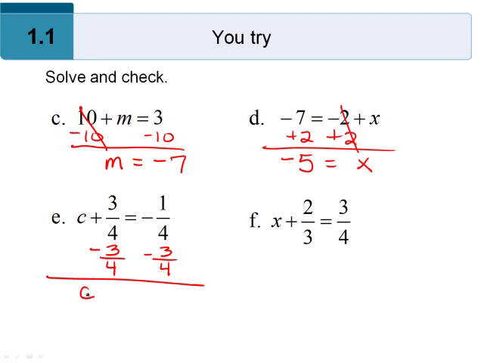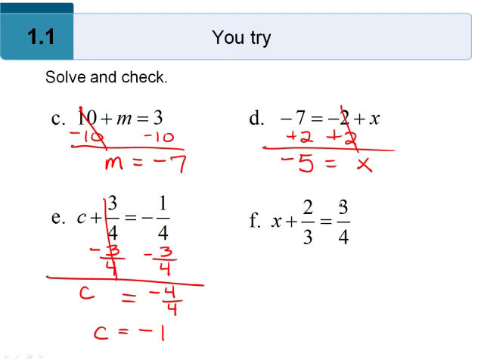So the c comes down. The 3/4, those do cancel. Now over here, since they're both over 4, we can go ahead and add the numerators. I have a -1 and a -3, so you add and keep the sign, which would be -4 over 4. So c would equal, you have to reduce that, -1. Make sure that if you can reduce any of your fractions or if it divides out evenly, you go ahead and simplify that. All right, letter F.